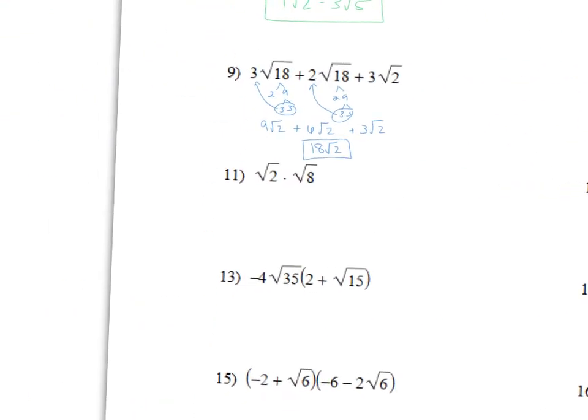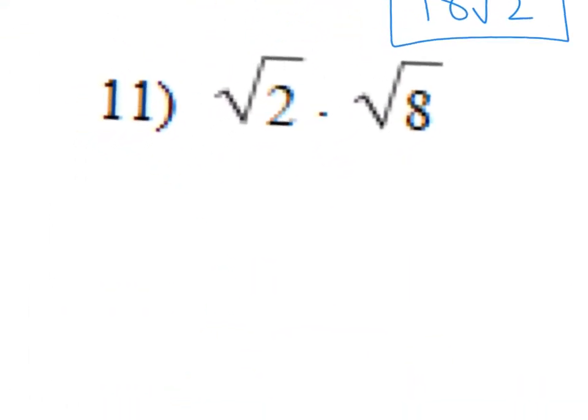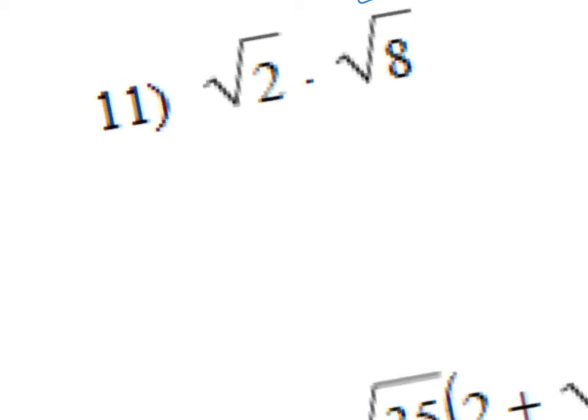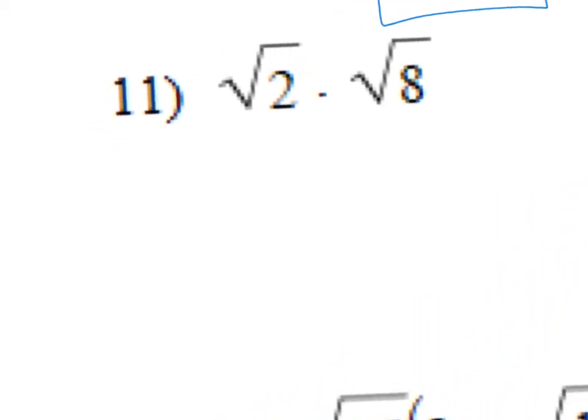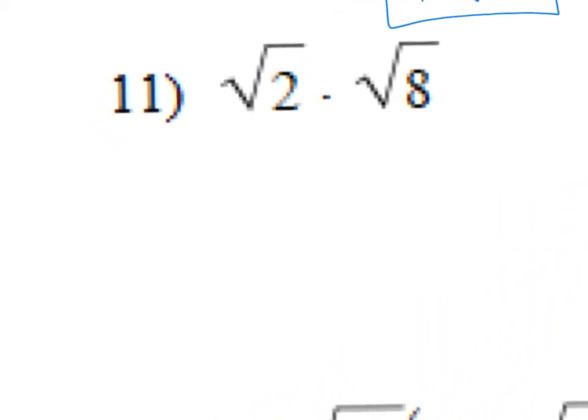Okay, number 11 here. So we're multiplying. So I'm going to go ahead and multiply them together. And I'm going to get, 2 times 8 is 16. So I have the square root of 16. And the square root of 16 is 4.